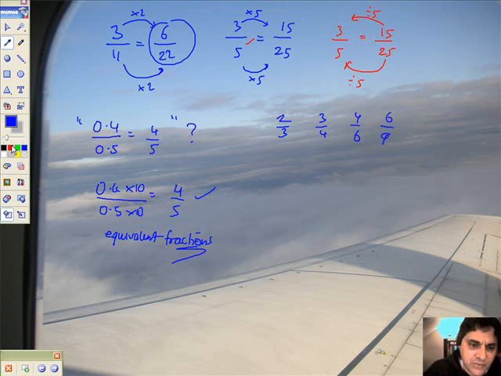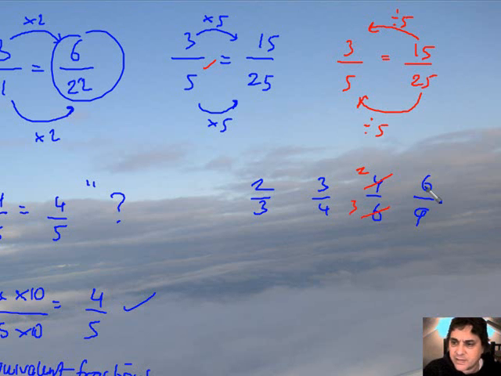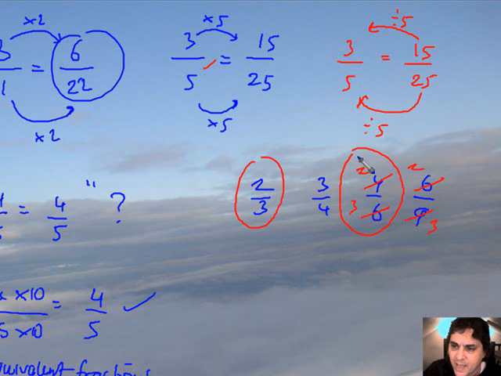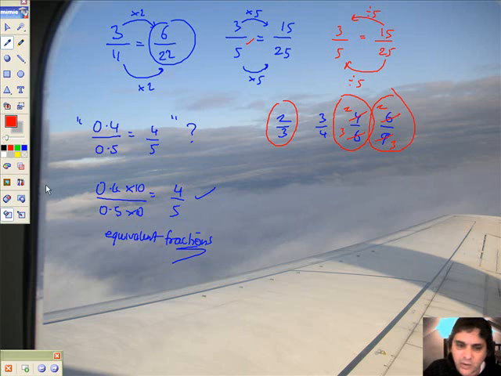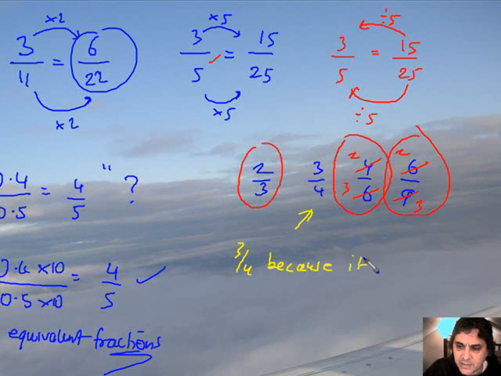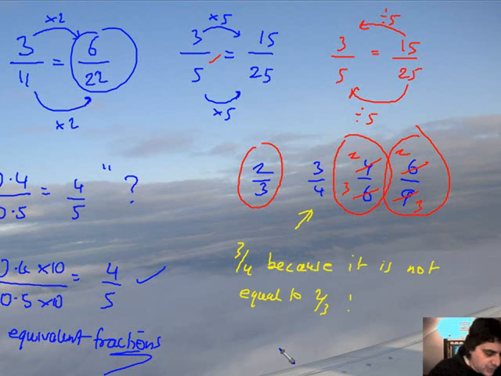Well, if I study this really carefully, 4/6 can be simplified down to 2/3, and 3 goes into 6 twice, and 3 goes into 9 3 times. Therefore, I've got 2/3 there, 2/3 there, and 2/3 there. So the odd one out is 3/4, because it is not equal to 2/3. All right, end of.